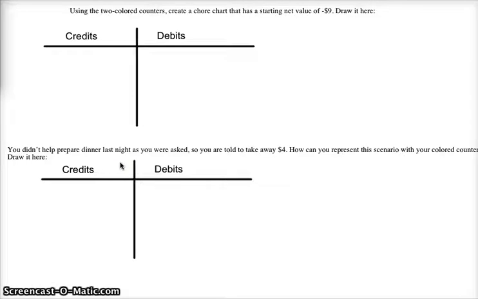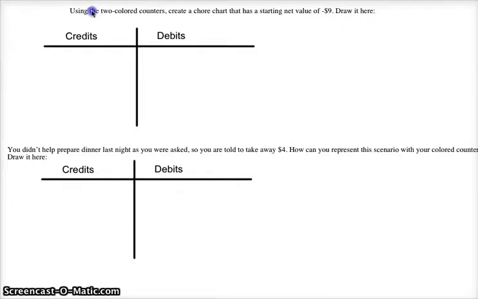I was asked to create a video to help explain how to use the integer chips or two-colored counters to show the addition and subtraction of integers. I'm going to do the two examples from the chore chart activity and then one more to show another subtraction example. So in the first question, it has us using the two colored counters to create a chore chart that has a starting net value of -9.